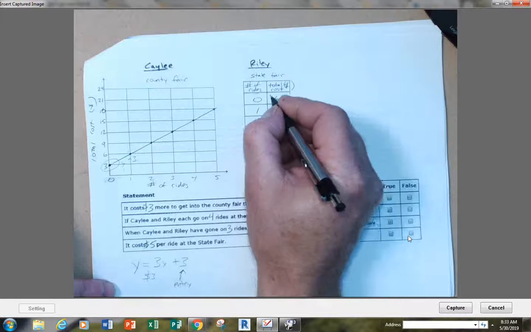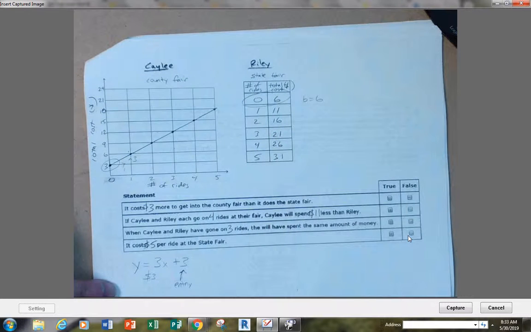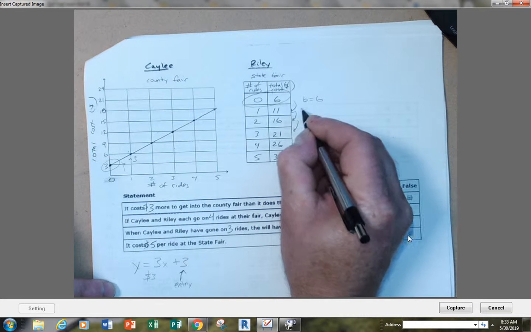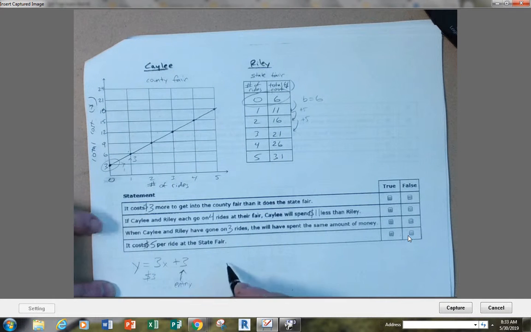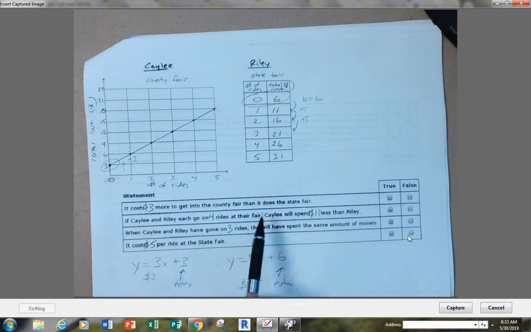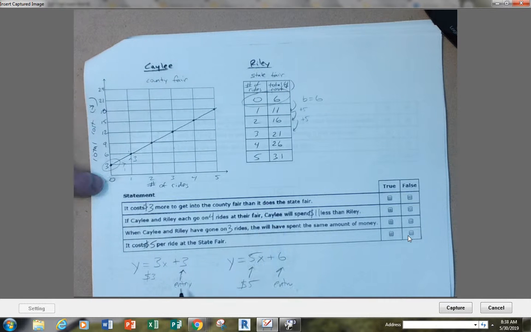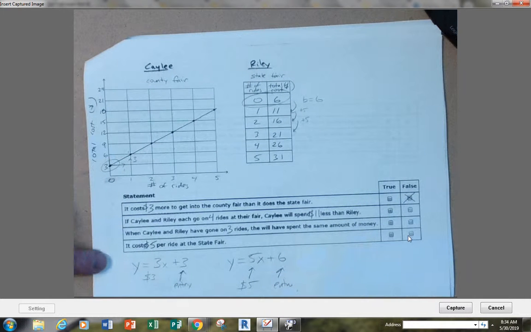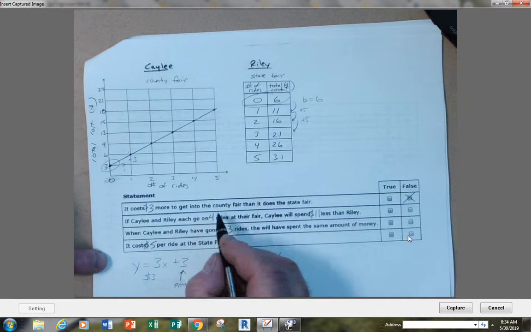Riley's table has a y-intercept of 6. It has a slope, or m, of 5 for this table, going up by 5. So her equation, 5x plus 6, $5 per ride, $6 entry fee. It costs $3 more to get into the county fair than the state fair. So county fair is 3, state fair is 6. For this one, that would be false. It costs $3 more to get into the state fair than the county fair for this one. So that would be false, unless this was state and this was county.